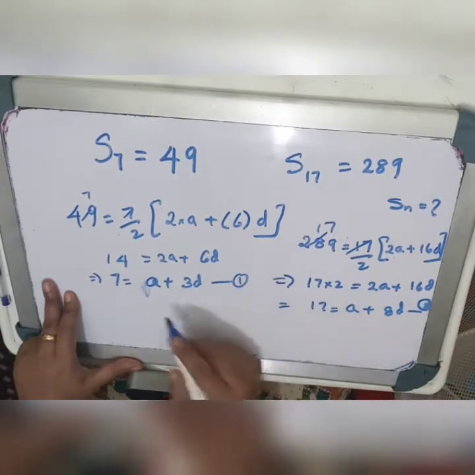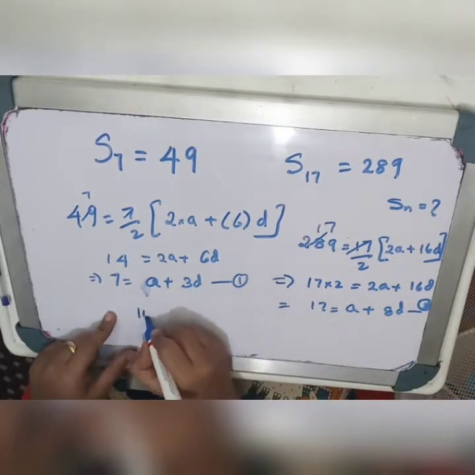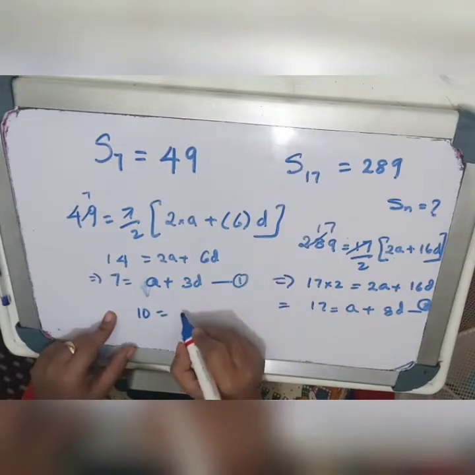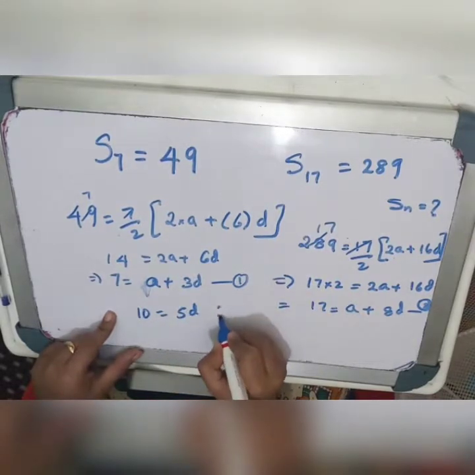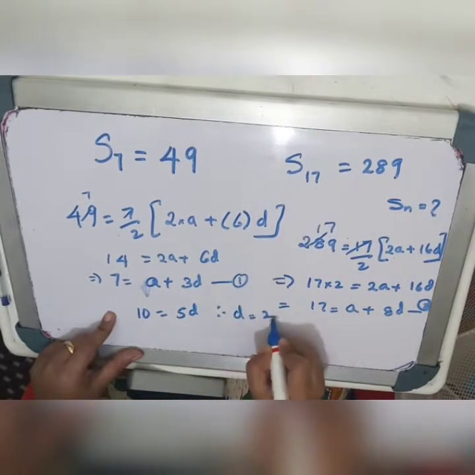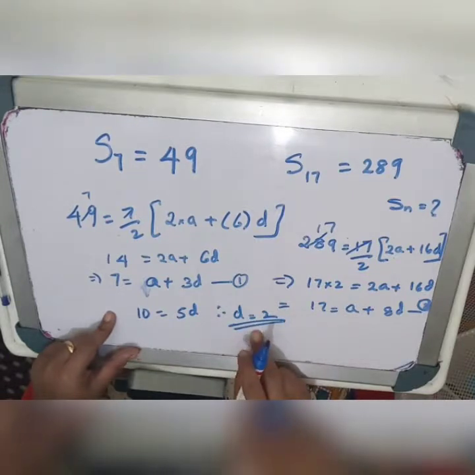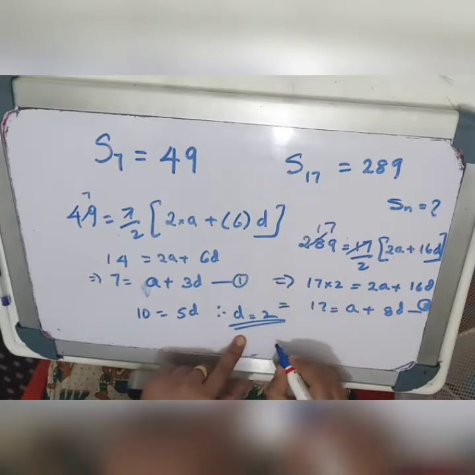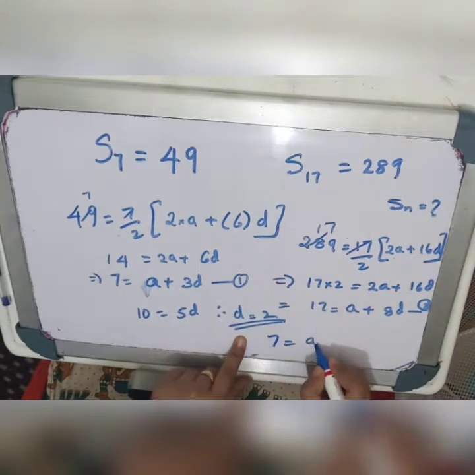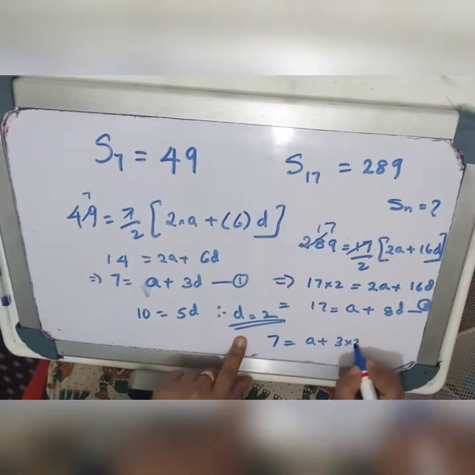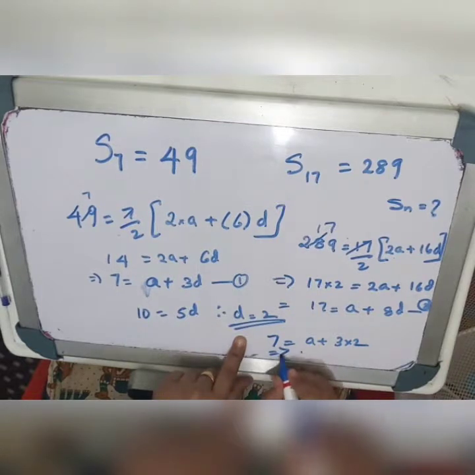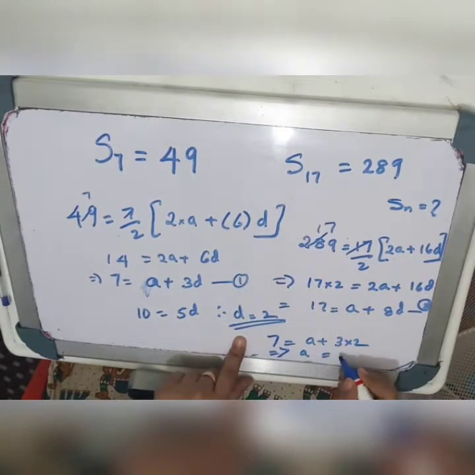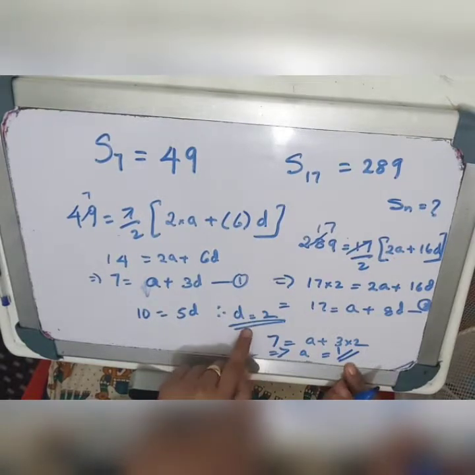We'll solve. Let's take the difference. 10 is equal to 5d. Therefore, d is equal to 2. Now substituting the value of d in expression number 1, we can find the value of a. 7 is equal to a plus 3 into 2. That is a is equal to 1. So we have found the value of d and a.